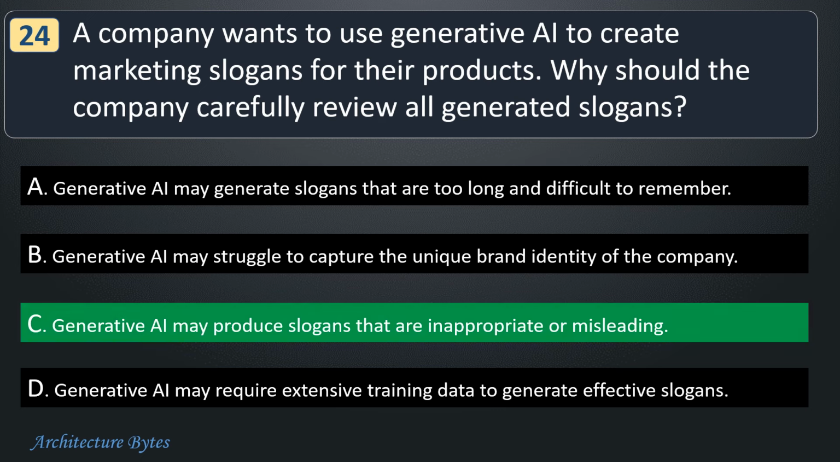Option C. Generative AI may produce slogans that are inappropriate or misleading is the right answer here. Gen AI can sometimes generate content that is biased or offensive. This may be due to the biases present in the data they are trained on. Therefore, human oversight is essential to ensure the quality and appropriateness of the generated slogans.